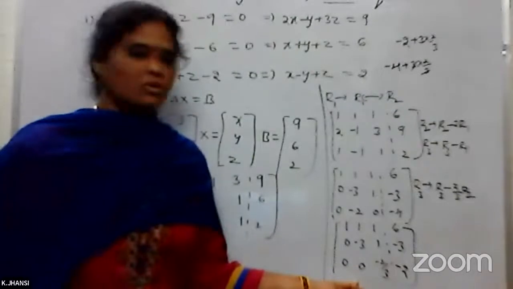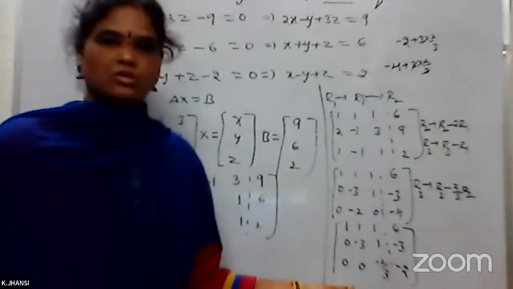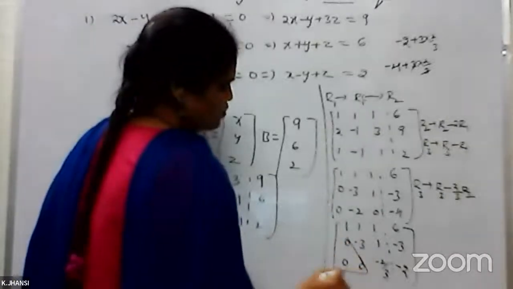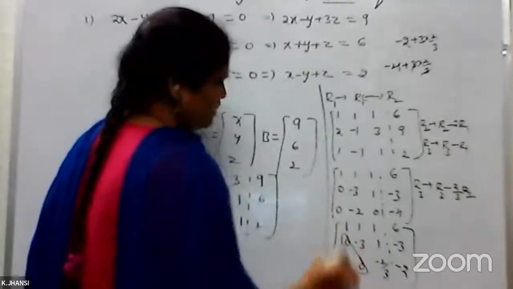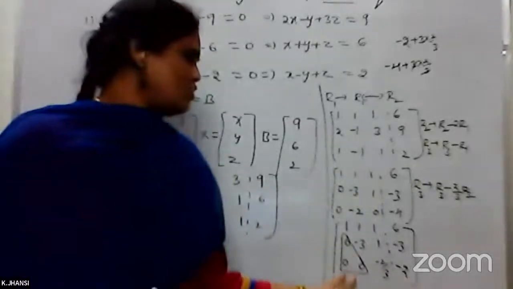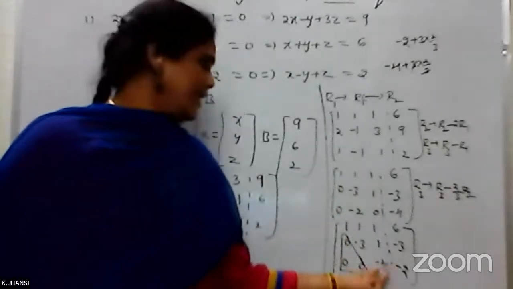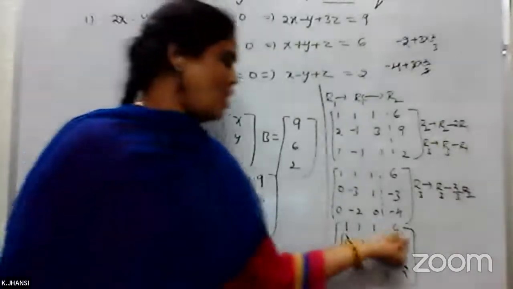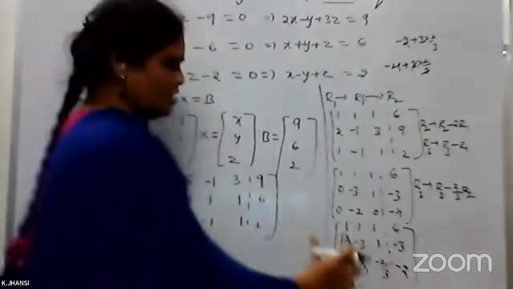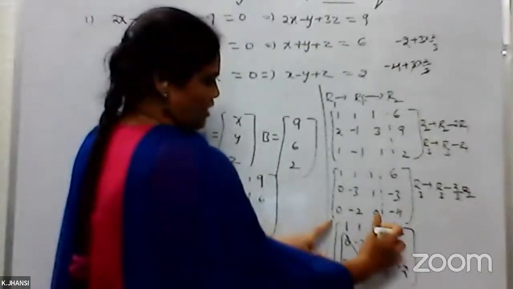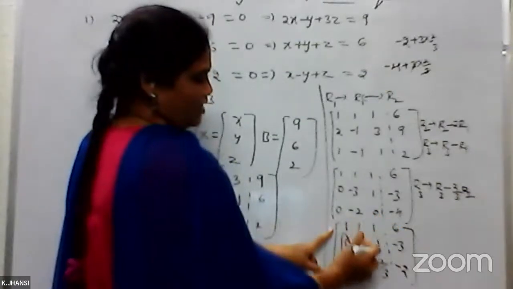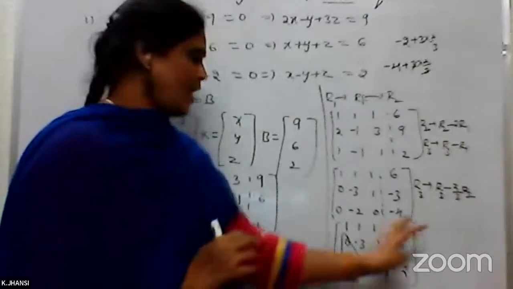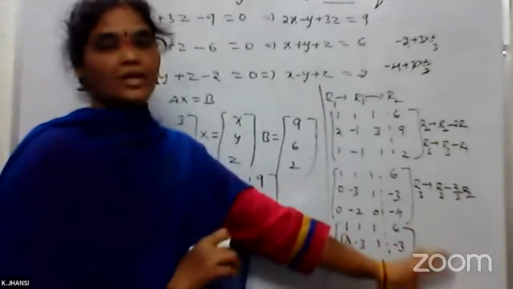See, now also we got 3 non-zero rows. Echelon form means the entries below the diagonal should be 0, so to convert that, we have changed it. Here the number of non-zero rows are 1, 2, 3. So the rank of AB is 3. If you look at only this A, here also we got 3 non-zero rows. So the rank of A is 3 and the rank of the augmented matrix AB is also 3.